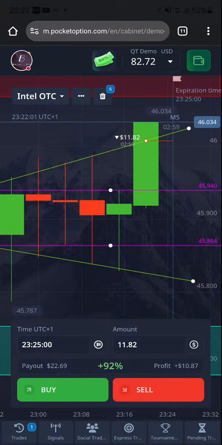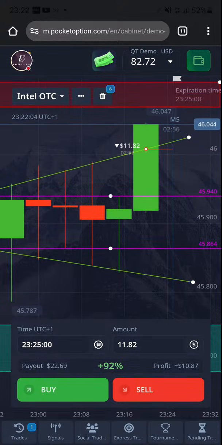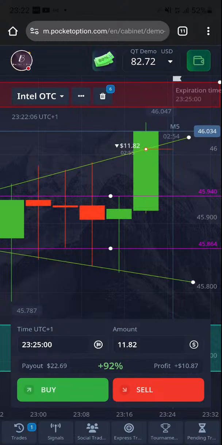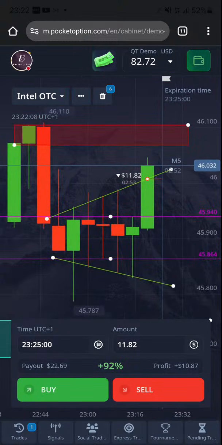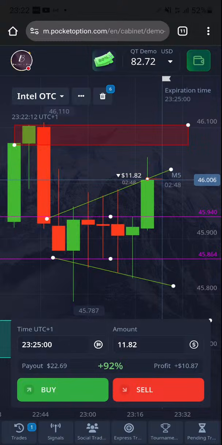Okay. If it comes into that supply, I'm going with the sellers. Okay, the pullback is beginning to happen now.